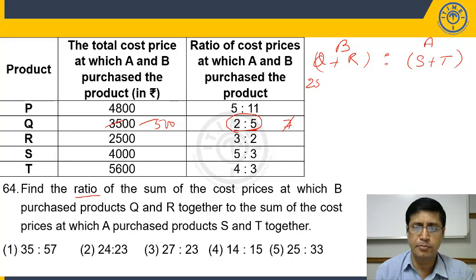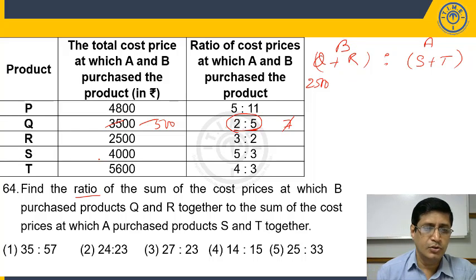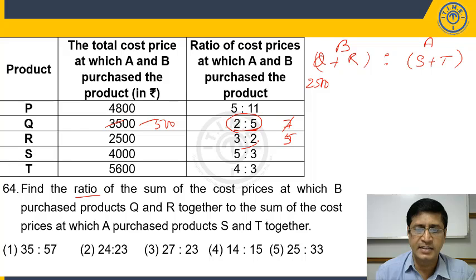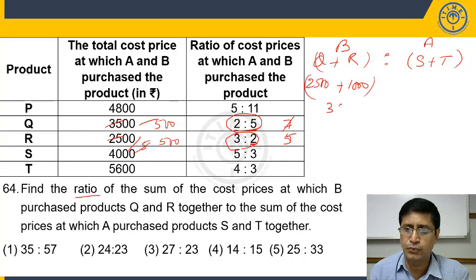Now what is the value of R at B? If you observe, the sum of the ratios is 5 parts. The 5 parts are equal to 2,500. So what is one part? It is 500. So for B we need 2 times 500, which is 1,000. So 2,500 plus 1,000 is 3,500.